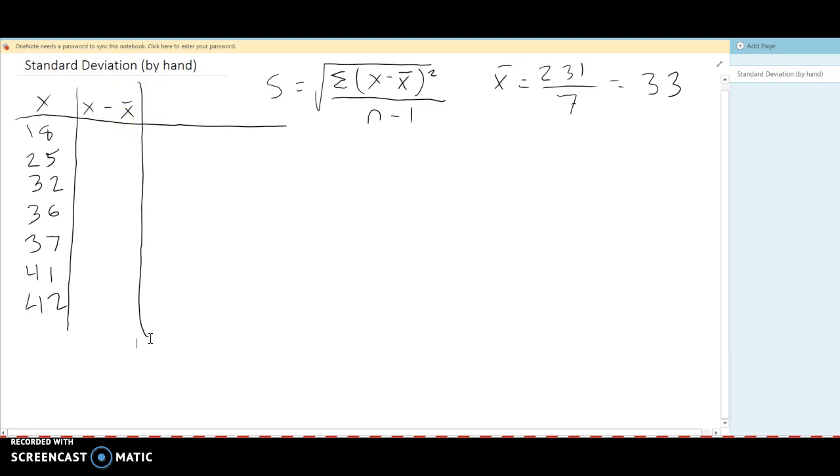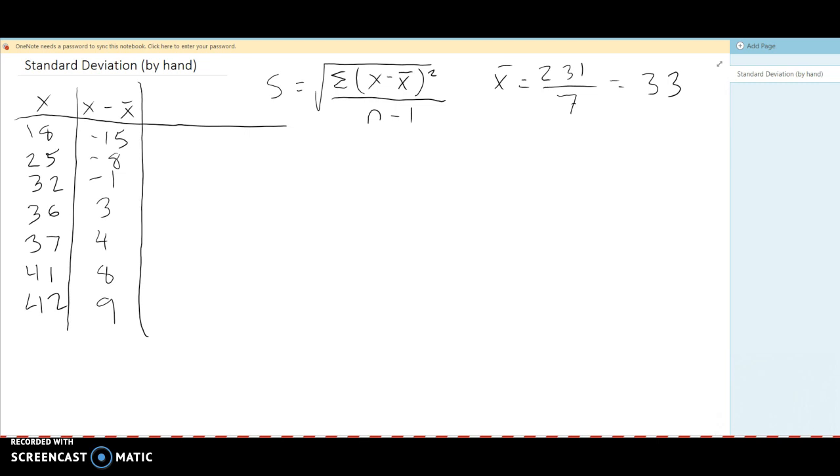And let's figure these out. So the first one is our x value, which is 18, minus our mean, which is 33. So I'm going to get negative 15. And then 25 minus 33 is negative 8. 32 minus 33 is negative 1. 36 minus 33 is 3, 4, 8, and 9. So these are my deviations. I take each one of these x values and I subtract the mean.